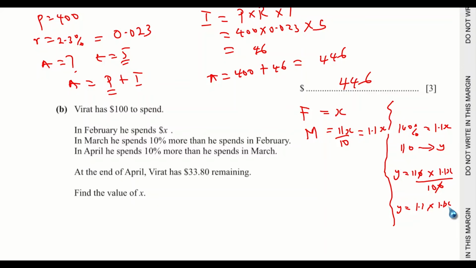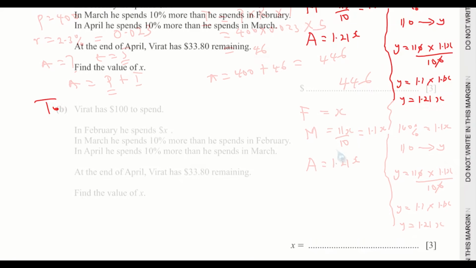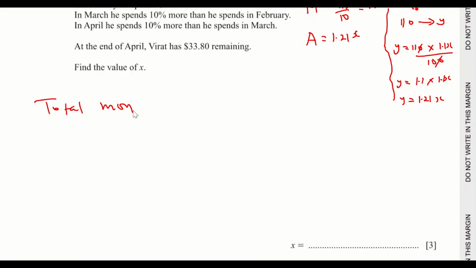Okay, 1.1x. So that is what you have for April. You can simplify this. y is equal to 1.1 times 1.1x, so that will give you 1.21x. So you can say for April, let's write April here, is equal to 1.21x. The total money spent will be equal to x plus 1.1x plus 1.21x.